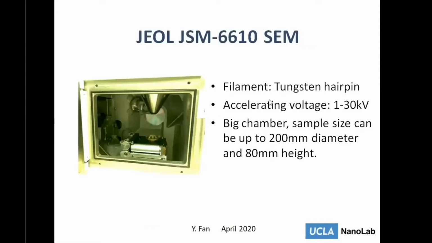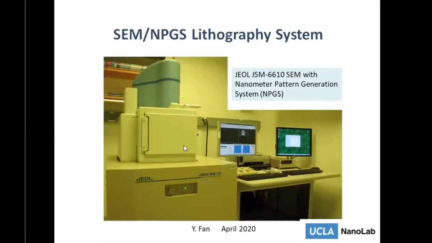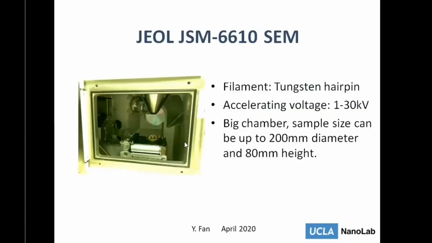So some highlights of this SEM. The filament is a tungsten hairpin. Accelerating voltage is between 1 to 30 keV. And one thing I want to emphasize, you will see the bigger chamber. If you open this door here, you see that it's wide open. So your sample really can be very big, up to 200 millimeter, that's an 8-inch wafer. And the height from here to here is 80 millimeter. So if you really have some tall sample which other SEMs cannot handle, you might want to switch to this one.